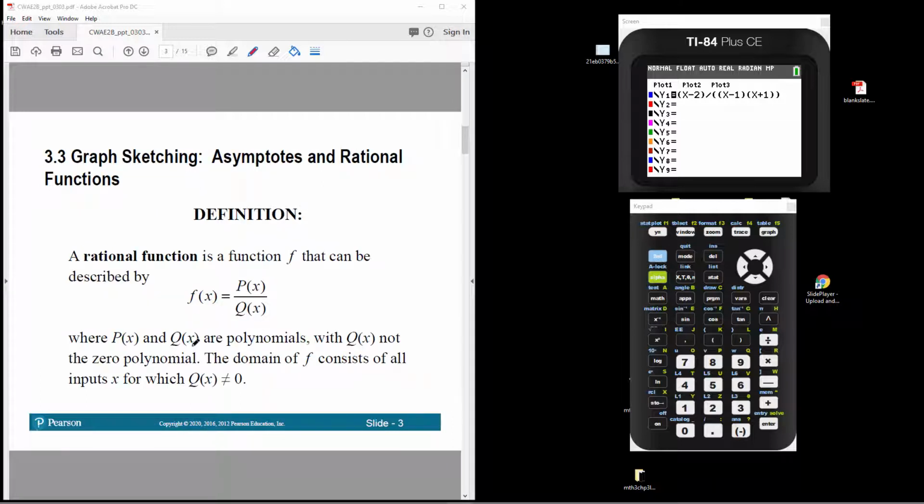A rational function is a function f that can be described in terms of a quotient of two functions. The domain of f is all those points where q of x is not equal to 0.